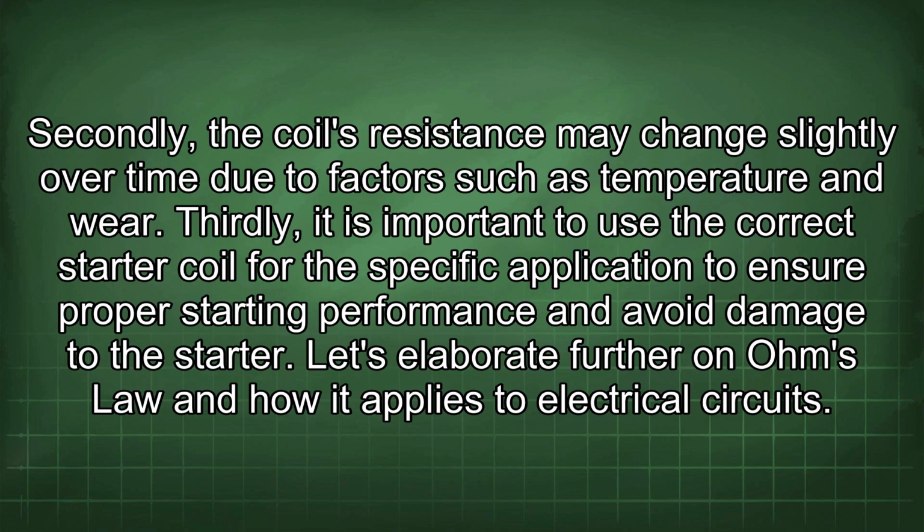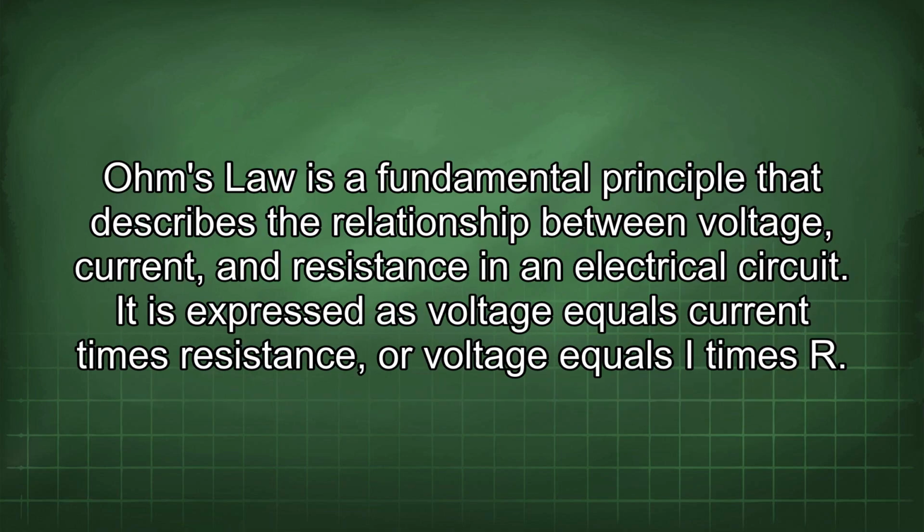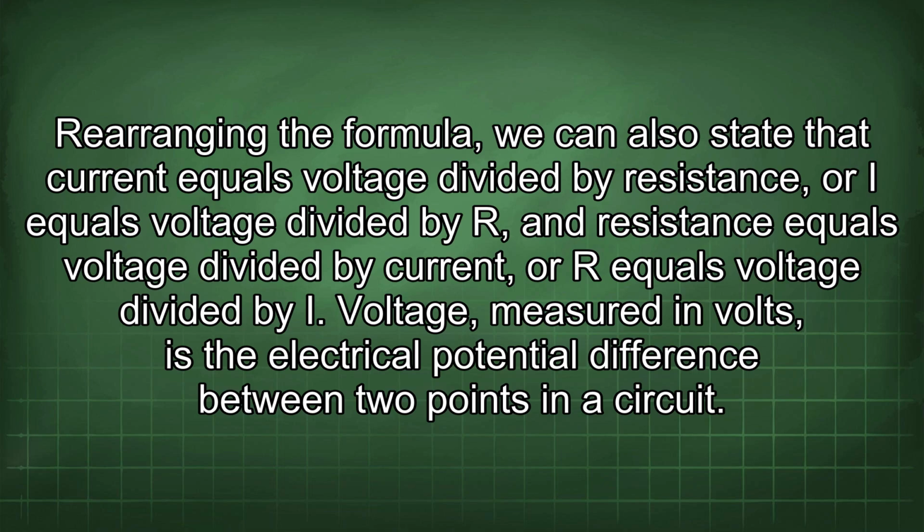Let's elaborate further on Ohm's law and how it applies to electrical circuits. Ohm's law is a fundamental principle that describes the relationship between voltage, current, and resistance in an electrical circuit. It is expressed as voltage equals current times resistance, or V equals I times R. Rearranging the formula, we can also state that current equals voltage divided by resistance, or I equals V divided by R, and resistance equals voltage divided by current, or R equals V divided by I.